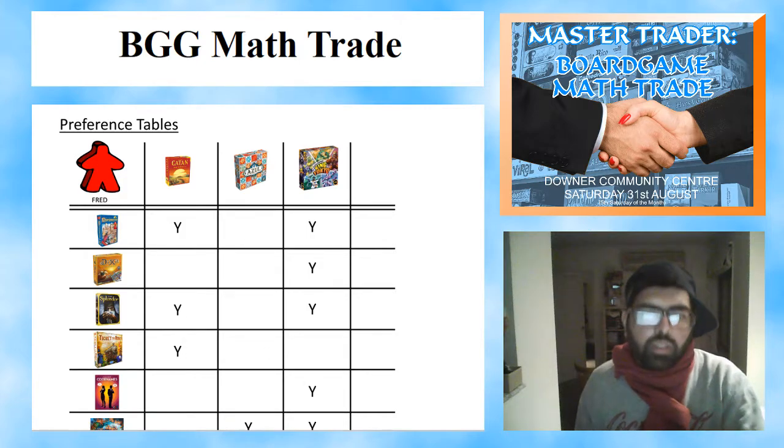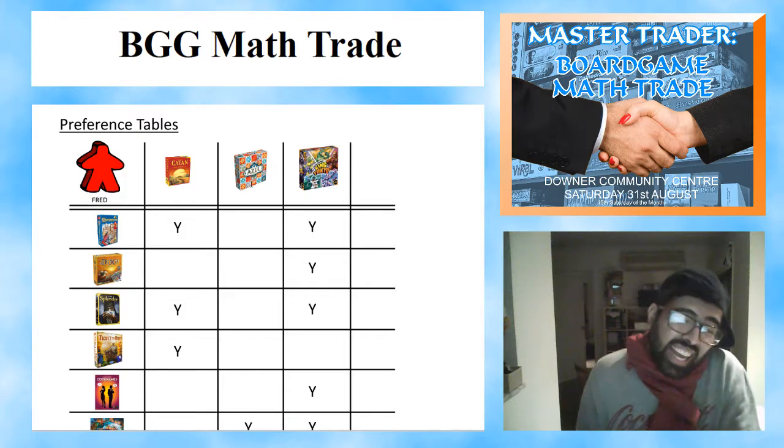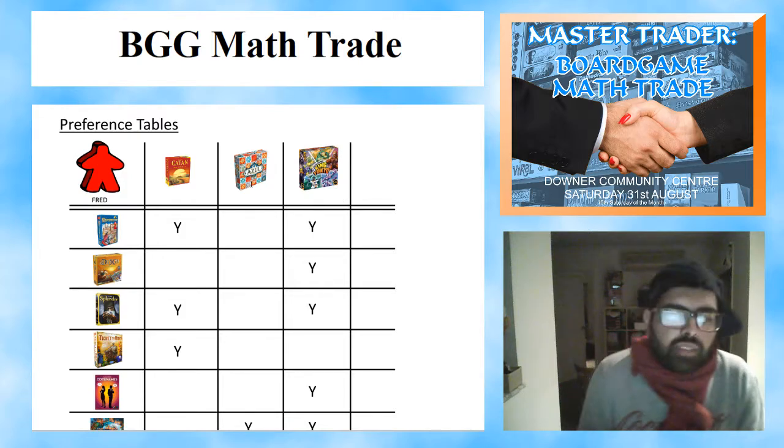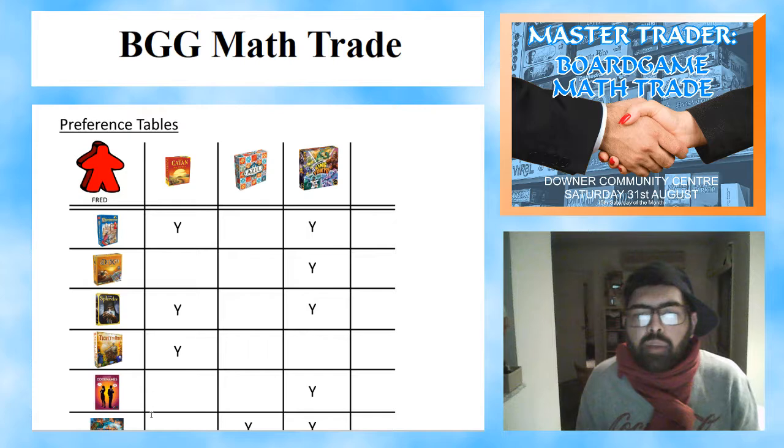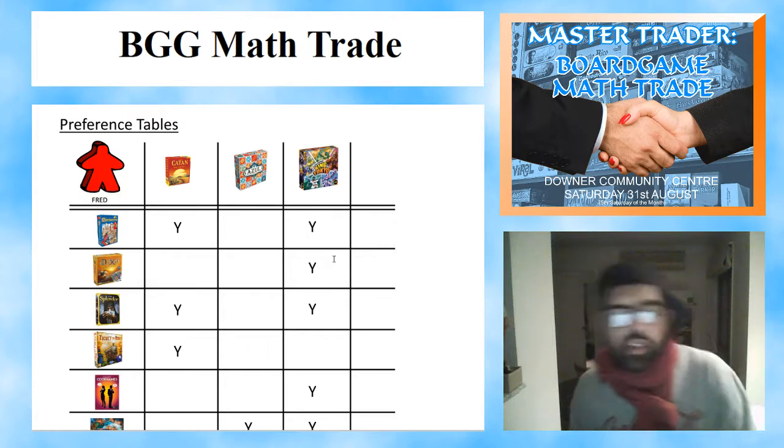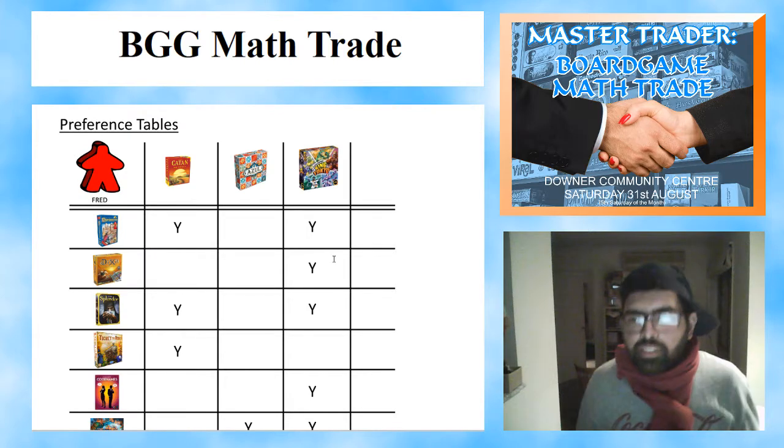Same with Azul. Next game, he kind of likes Azul. He doesn't want to trade it for anything, so he's keeping it for Reef right there. But King of Tokyo, he's happy to trade for anything, right? So you have your preference table. So that's part 2 done, right?